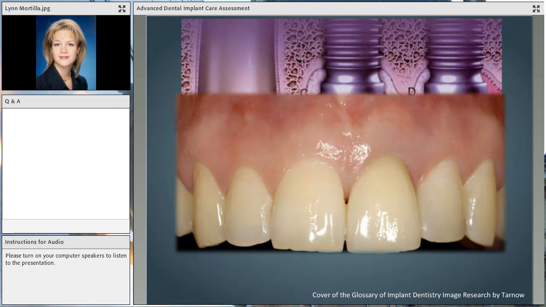Now, when you initially look at this slide, you think, oh, that looks pretty good. I'm going to have you focus in a little bit. We are talking about assessment. If you focus in, you can see that this contact is a little light right in the middle of these two anteriors. You can see that there's a little black space there. You can see a little bit of graying.